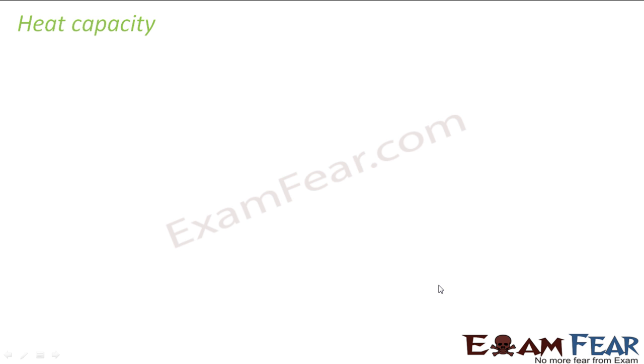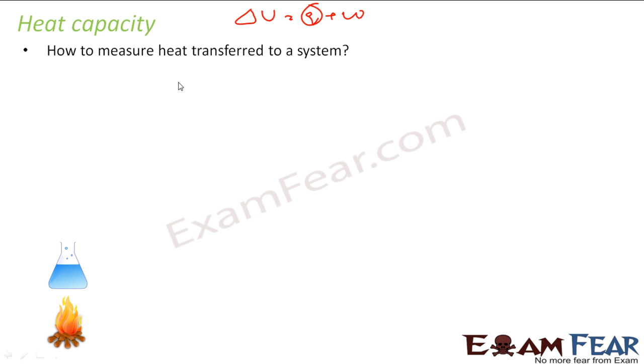Heat flows, we told that delta U, the change in internal energy, is Q plus W. Q is the heat flow. So when you are giving heat to a system, we want to know how much heat we have given. How do we measure the transferred heat to a system? We have given some heat, but whether it is 10, 30, or 40, we don't know how to measure.